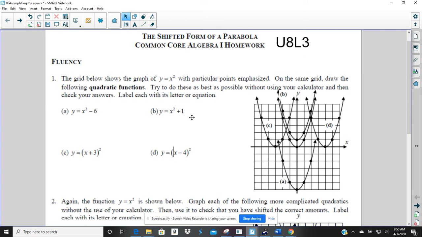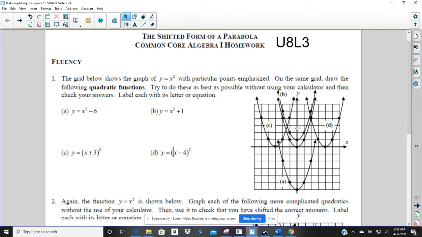So you can see what's happening is with the -6, my graph shifted down. It went down 6 from the y-axis, yes? And then the B was up 1, so it moved up 1 on the y-axis. But take a look at C and D. This is where it gets interesting.